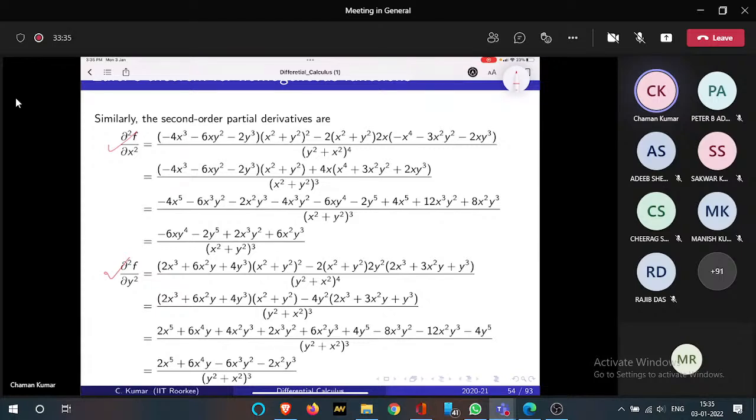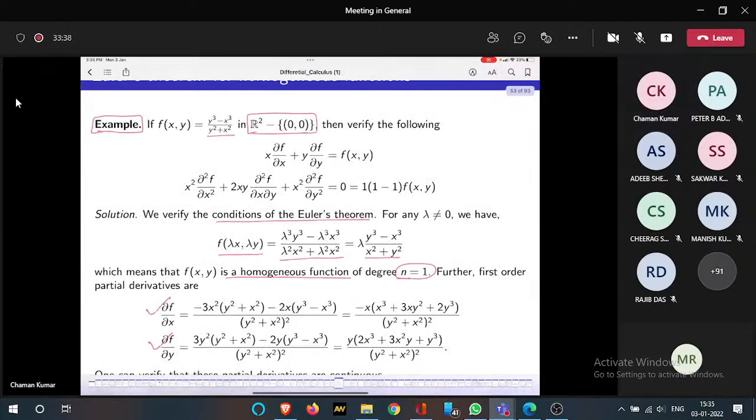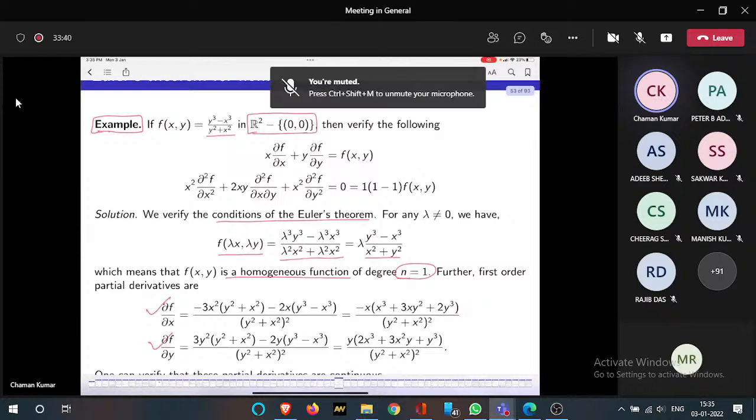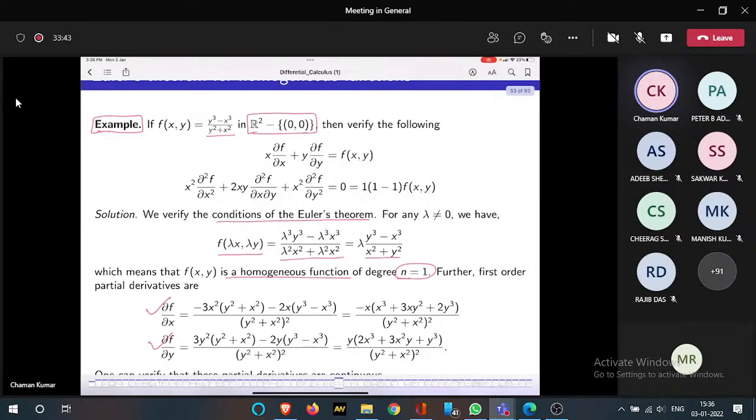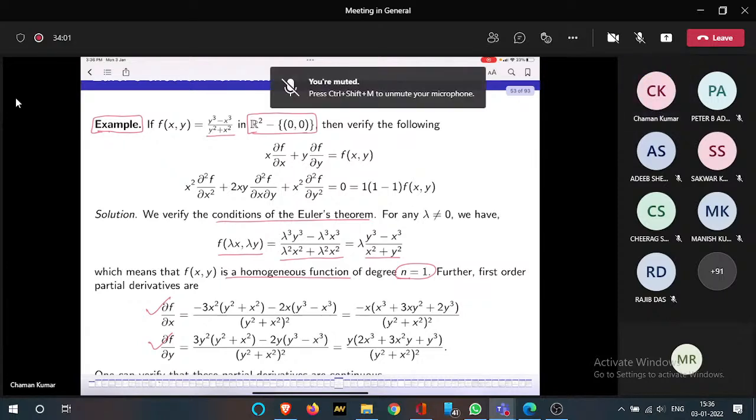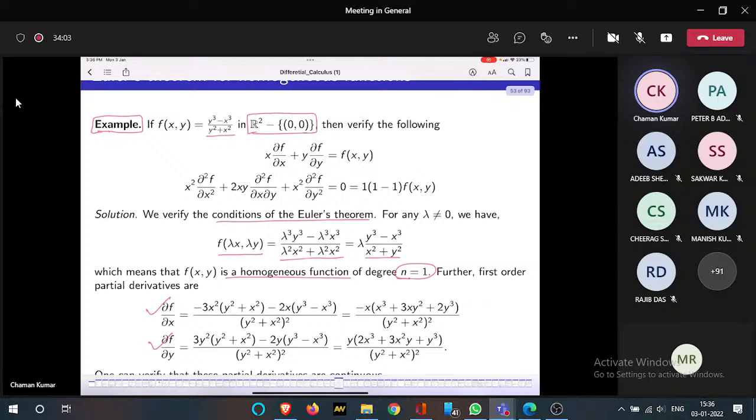But I'll repeat it again. When you calculate the partial derivative with respect to x, you treat y as constant and differentiate as if it is a function of just one variable x. When you calculate the partial derivative with respect to y, you treat the function f as a function of y only, and variable x will be treated as constant. Okay, and then you do this normal usual derivative.